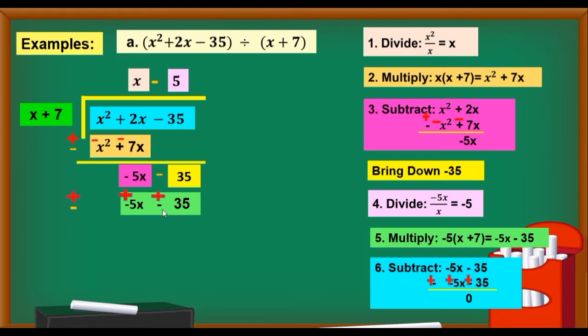From negative, magiging positive. And then, negative 5x plus positive 5x is 0. Negative 35 plus positive 35 is 0. So, that would become 0. So, once na nag-0 na yan at wala na tayong variable na nakikita, doon na po tayo hihinto. So, meaning, ang sagot natin sa x squared plus 2x minus 35 divided by x plus 7 is x minus 5. So, yan po ang ating sagot.